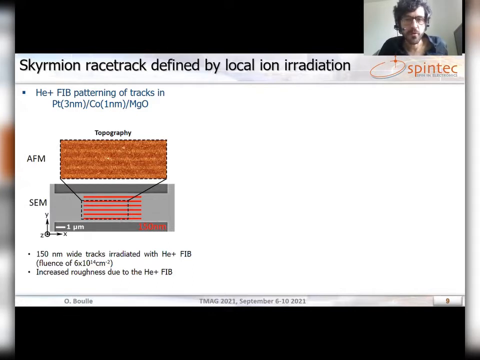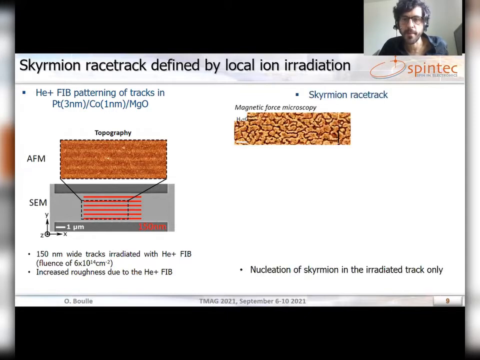Atomic force microscopy experiments show that this FIB only leads locally to a small increase of the roughness, so we don't etch the material. And we then characterize the domain structure for different perpendicular magnetic fields using magnetic force microscopy.